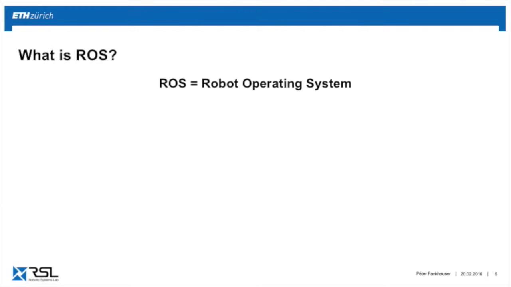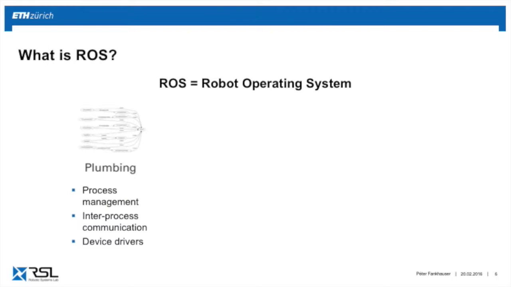So what is ROS? ROS stands for the Robot Operating System. It's not actually an operating system like the ones you have installed with Windows, Mac, or Ubuntu. It's more a middleware that lives between the actual operating system and the program that you write. It has 4 different elements. One is the plumbing, which means that you have multiple programs running, and ROS enables these programs to communicate with each other. Also, it provides a bunch of device drivers that allow you to easily communicate with your hardware.